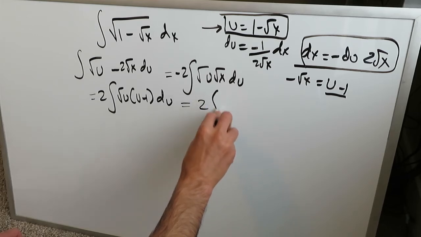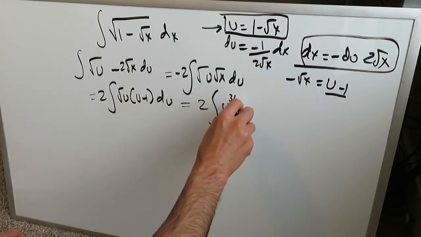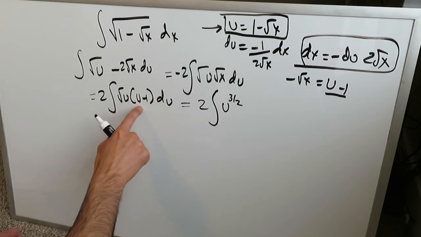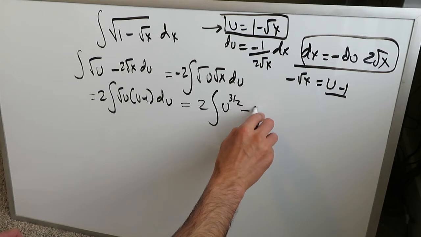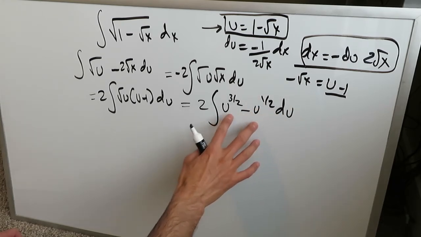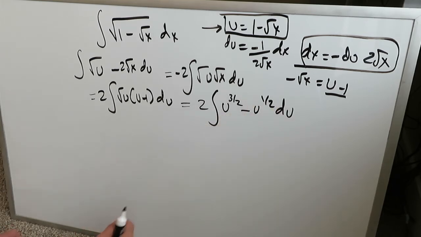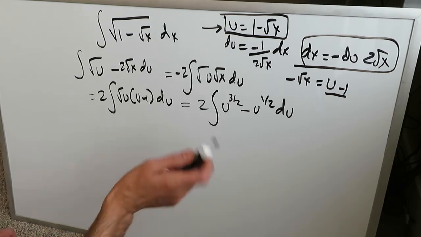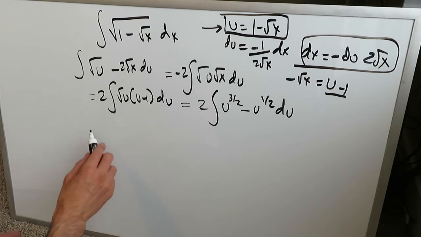You'll get 2. Let's do root u times u, which will be u to the power of 3 over 2. You know u to the power of 1 over 2 times u to the power of 1 is u to the power of 3 over 2. Root u times minus 1 is then minus u to the 1 over 2 du. Now you have basic items here which you can just use. You can do the integration here with the basic template, you know, n plus 1 divided by n plus 1, the integration like that. The template scheme I talked about in the very first integration video of polynomials.